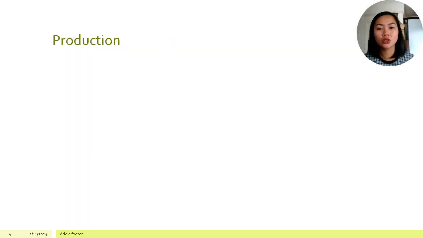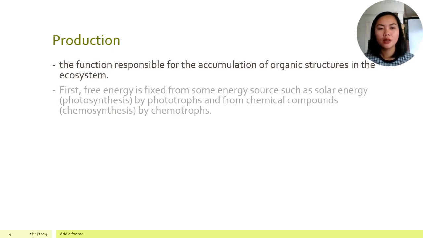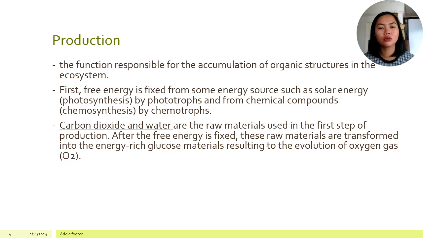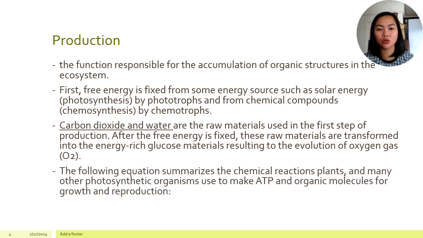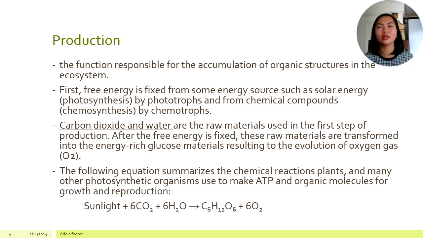Now let's focus first on the production function of the ecosystem. So once again, production is the function responsible for the accumulation of organic structures in the ecosystem. As I mentioned earlier, when green plants or producers do photosynthesis, there is an accumulation of organic structure. There is manufacturing of food, turning inorganic to organic compounds. In the production function, we first begin with free energy, specifically the energy from the sun, that is very useful in photosynthesis.